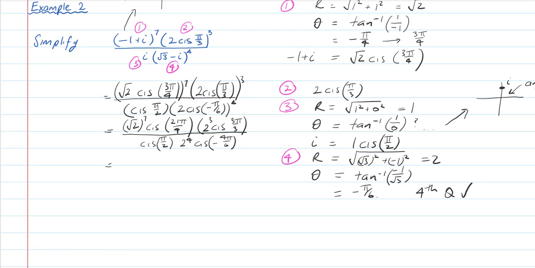Okay, and then I'm going to do some simplification now. Root 2 to the power of 7. Root 2 is like 2 to the power of a half. So this becomes 2 to the power of 7 over 2, which is 2 cubed, so 8 root 2, times 2 cubed, which is 8, times cis.